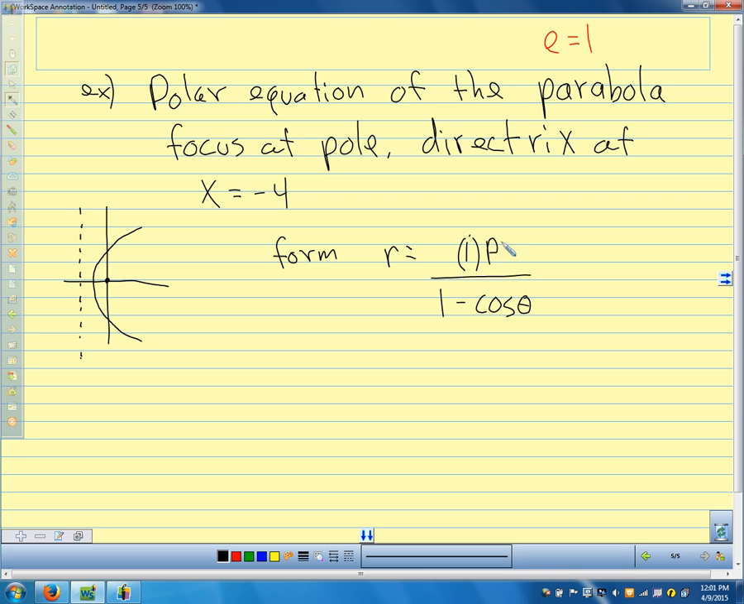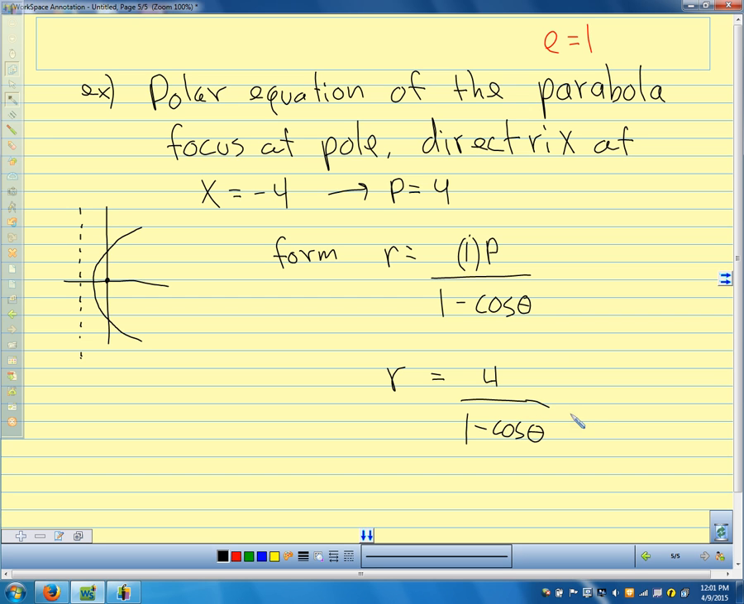What's p? It's a little different in polar coordinates than before. p is the distance from the directrix to the focus. p is 4. So our equation is r equals 4 over 1 minus cosine theta. And that's the equation of that parabola.